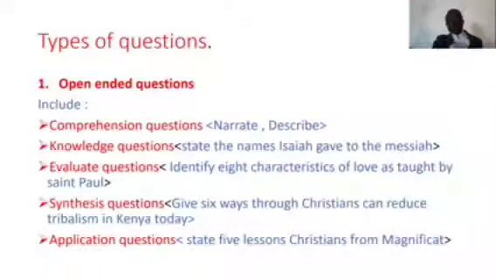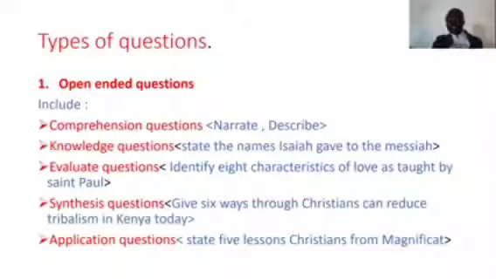Synthesis questions. Give 6 ways that Christians can do away with tribalism in Kenya today. So synthesis questions are always nowadays set. They are difficult questions. And here, a student should read the question and make a judgment out of it, especially the last topics where we talk about ethnicism, tribalism, sexism. That particular topic is where students are given a lot of synthesis questions.